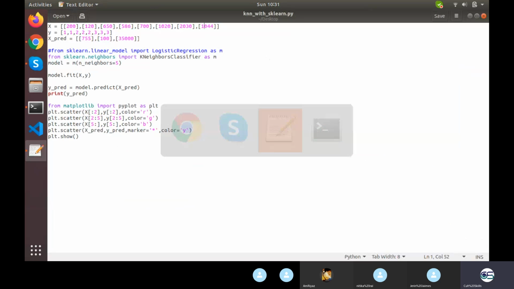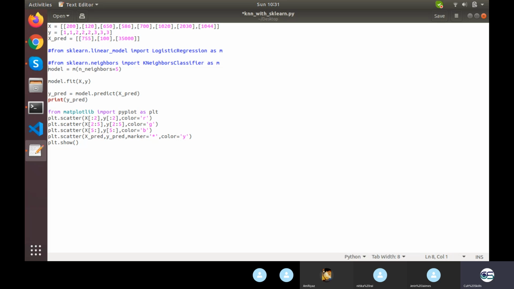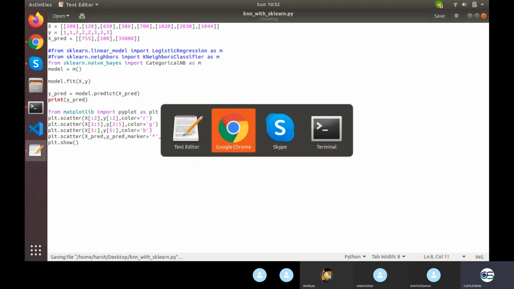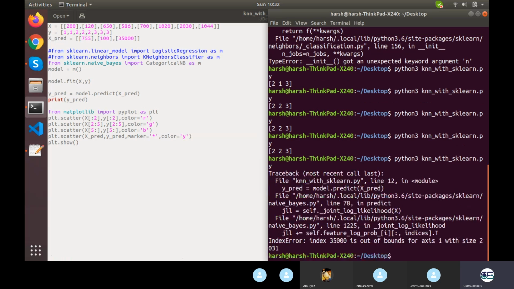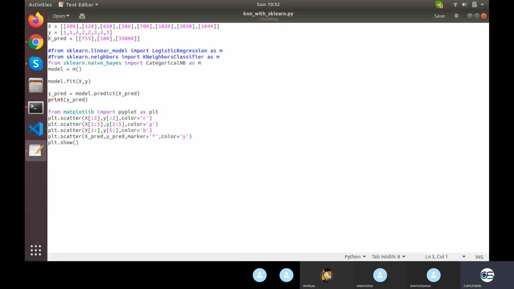And how to implement that? sklearn is simple enough for changing the model. Just comment this line, make another import: from sklearn.naive_bayes import. There are a few types of Naive Bayes. I'll import CategoricalNB as M, and no neighbors. That's it. Let's see. Index 35,000 is out of bound for axis with size 2. Wait. Let's not work on this.